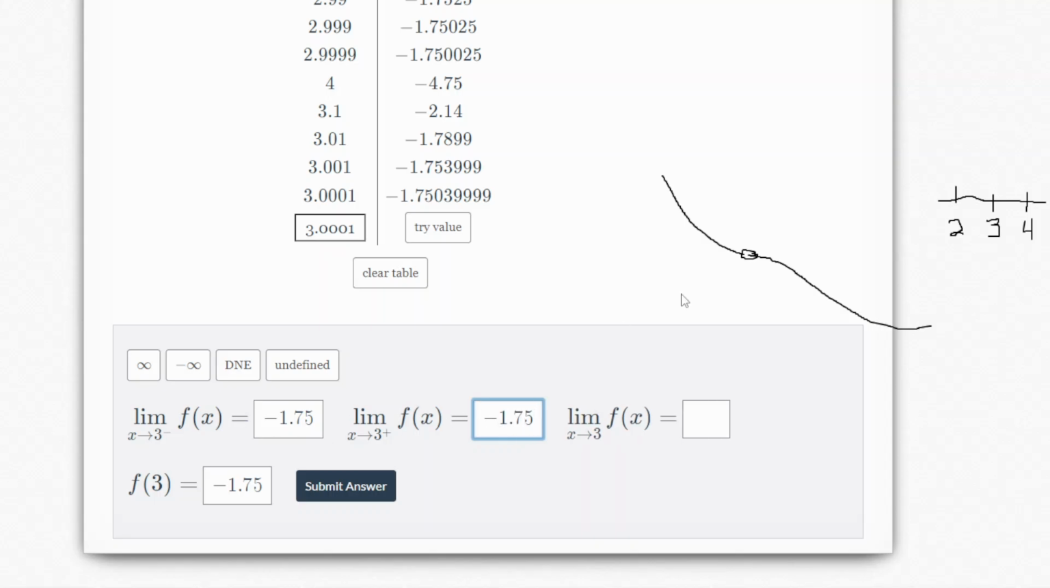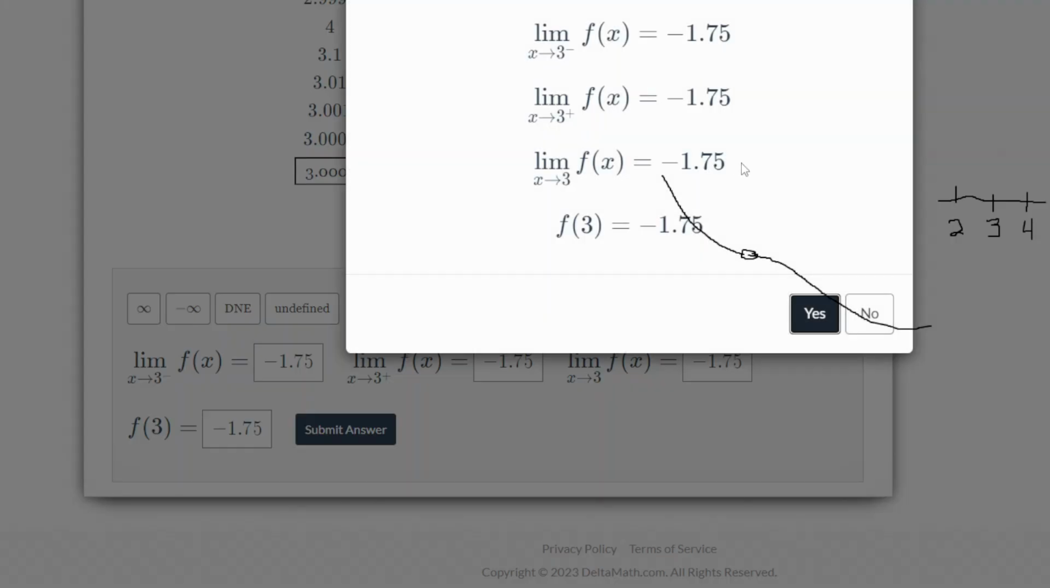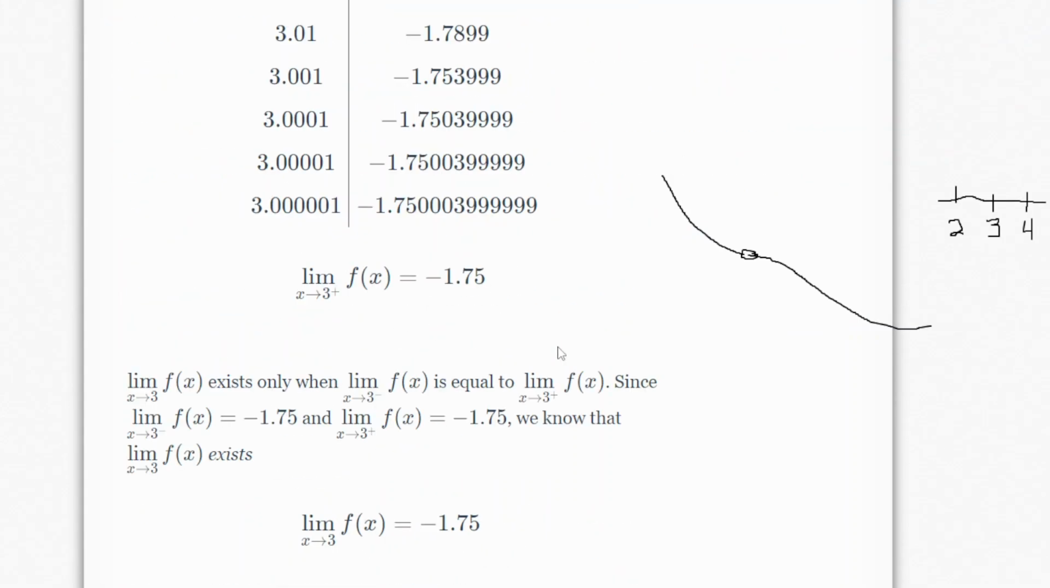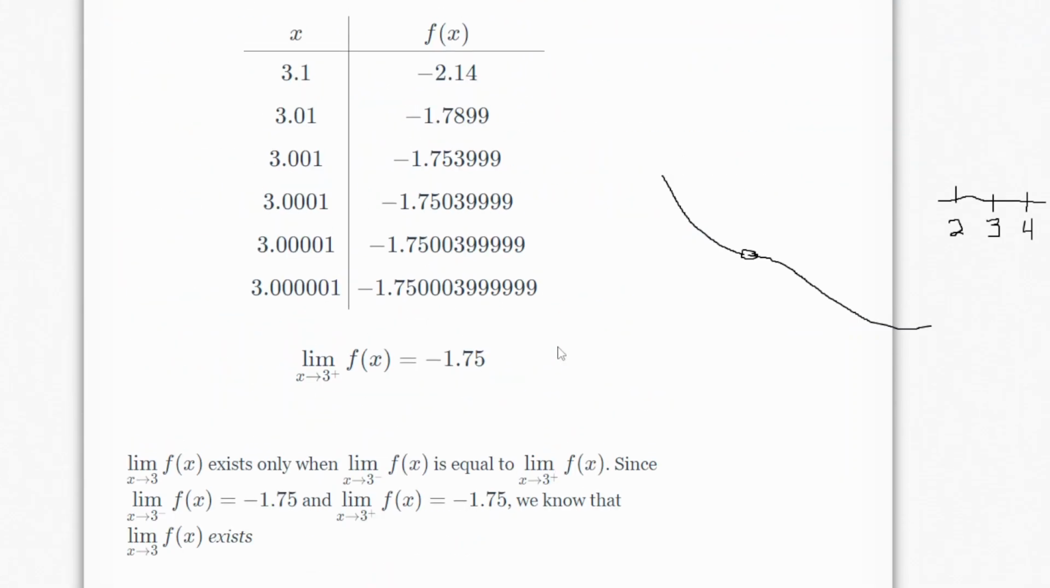Because these numbers match, that means that as I come from the left and the right, the limit as x approaches 3 exists, and it's also negative 1.75. And I can see that f of 3 was the same. So this function shouldn't have a hole or anything. It should be just a smooth, continuous line, and you just hit submit answer. And it shows you all of the work. Let's try one more.